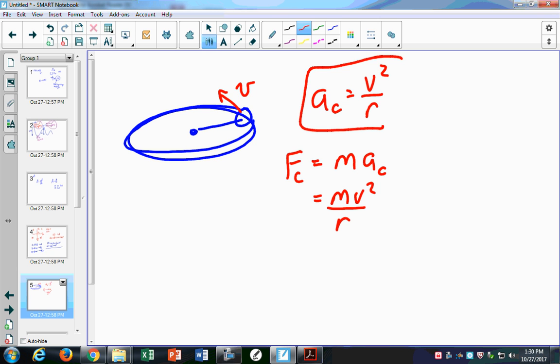This is on your equation sheet. I don't think this is on your equation sheet. I'm pretty sure it's not. But it comes about from Newton's second law. If I want to know the centripetal force, that's just the mass times the acceleration, and this acceleration is v squared over r.